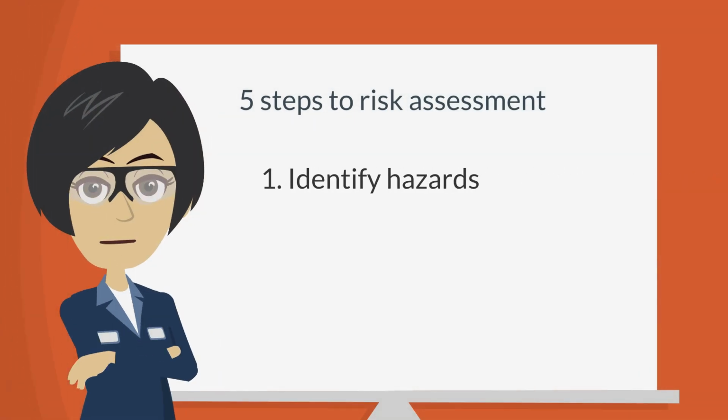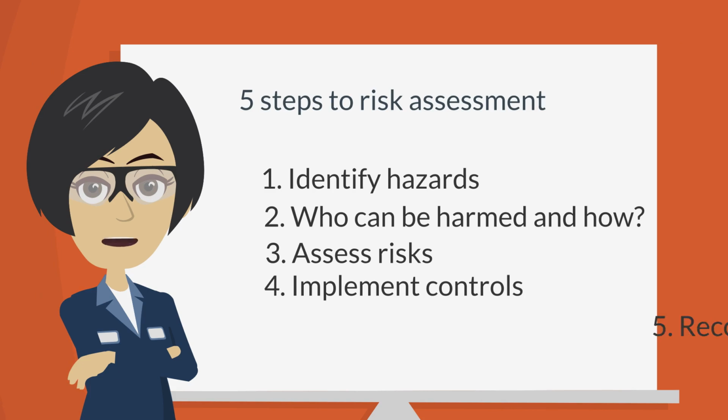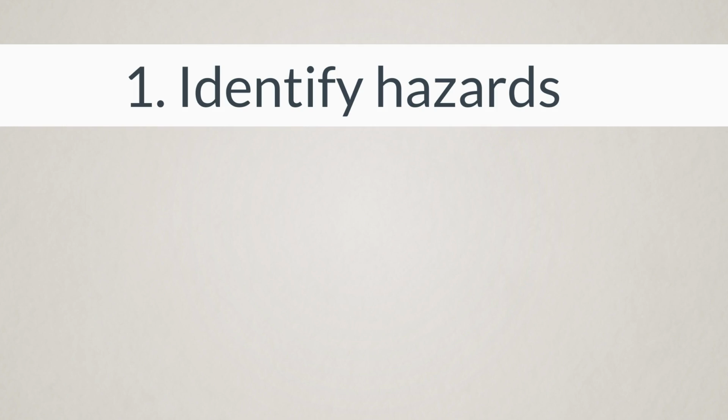Identify hazards. Who can be harmed and how? Assess the risks. Implement controls. Record and review. In step 1 we ask, what are the hazards? What has the potential to cause harm?